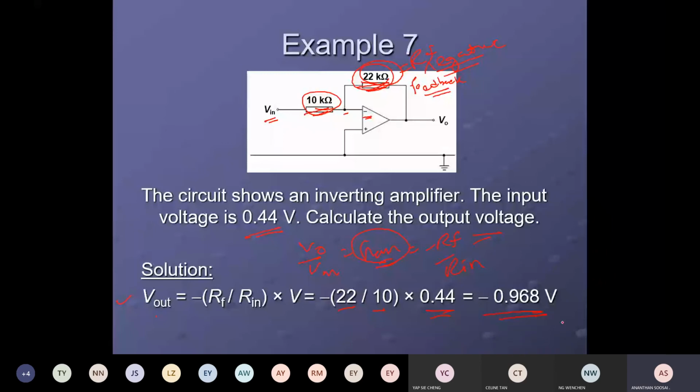Very small because we managed to drop the gain. Gain is only 2.2. Last time the gain was found to be 10 to the power of 5. Now we can control it to a very low gain. Any question from this slide?